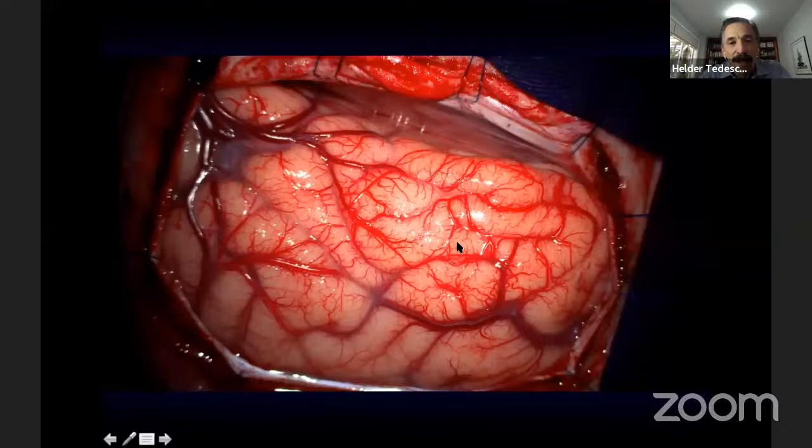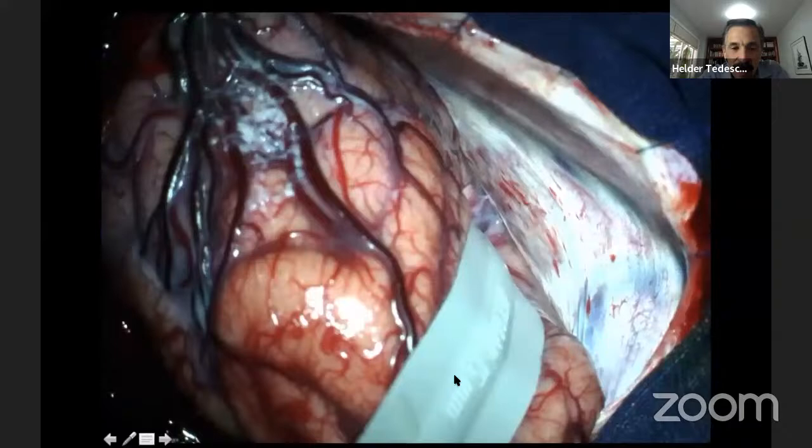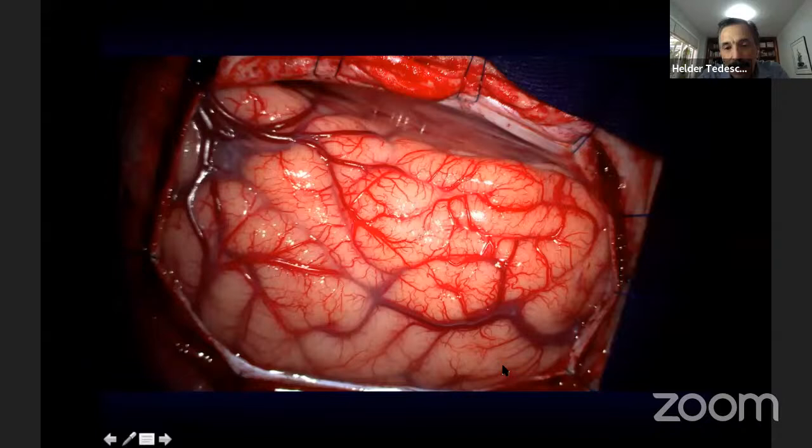The whole occipital pole is exposed. As Dr. Musi has pointed out, most of the times this place is devoid of veins. And this vein here corresponds to where the parietal occipital sulcus meets the surface on the top here on the convexity. So first step is to have this.